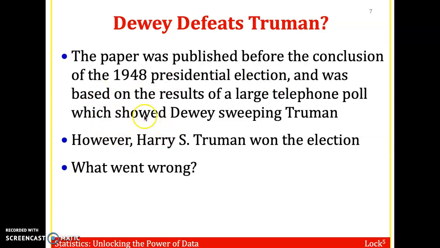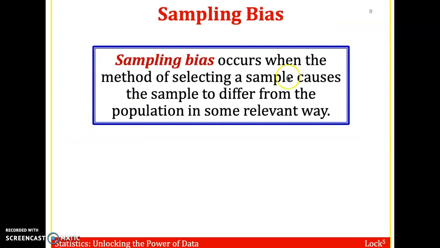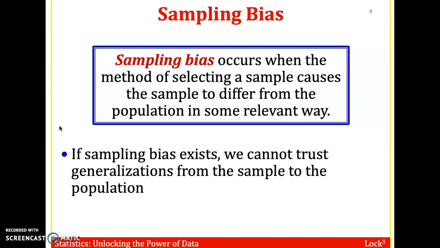sample of the population. And we call that sampling bias, when the method of selecting a sample causes the sample to differ from the population in some relevant way. So you completely miss out on a big section of the population in your sample. Your sample is going to be biased. If sampling bias exists, we cannot trust generalizations from the sample to the population.